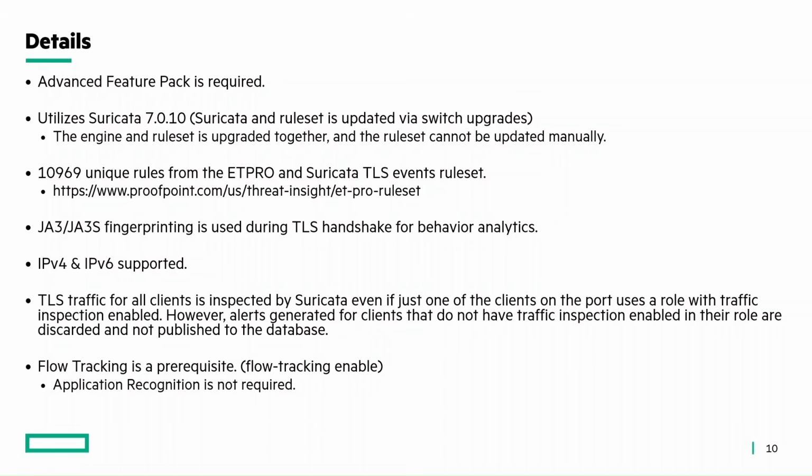However, alerts generated for clients that do not have traffic inspection enabled in their role are discarded and not published to the database. What this means is that multiple clients on the same port will all, if even one of those clients have a role enabled for traffic inspection, all of the clients on that port will be inspected, but only the client with the enabled role will be reported on.